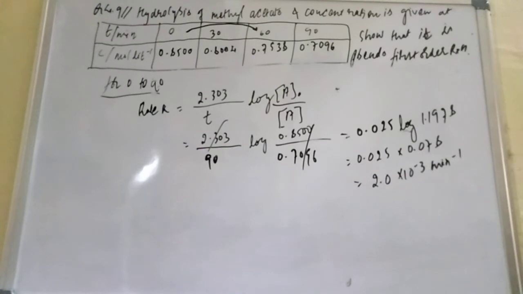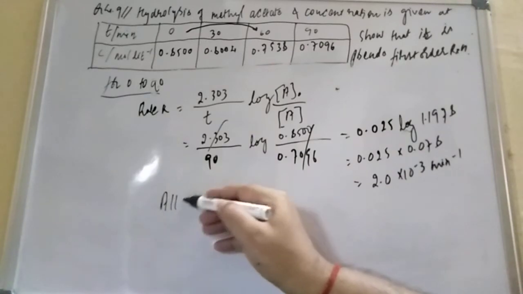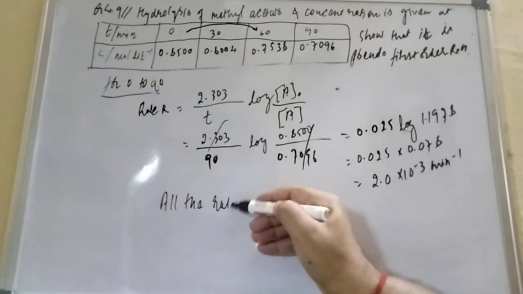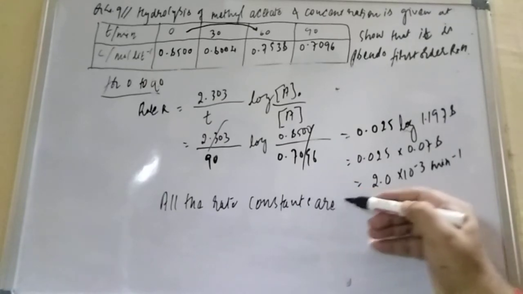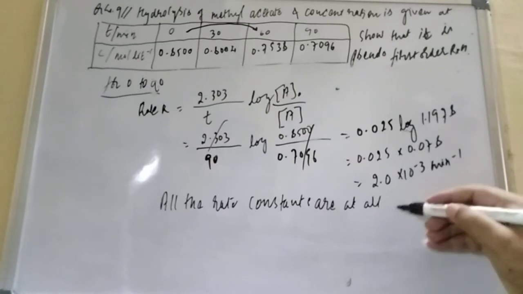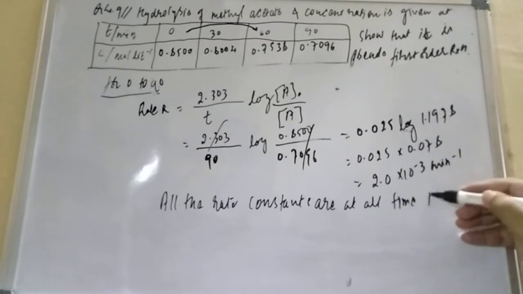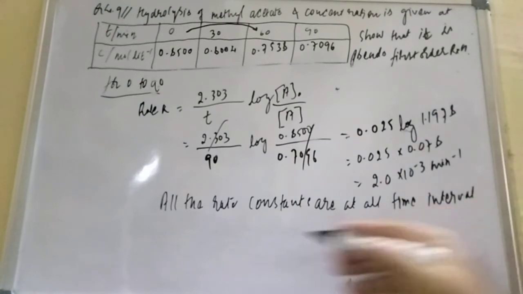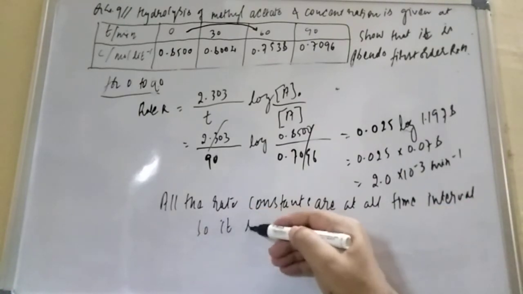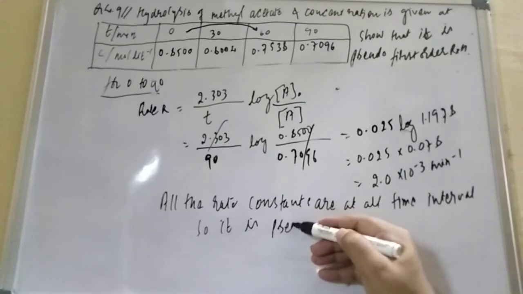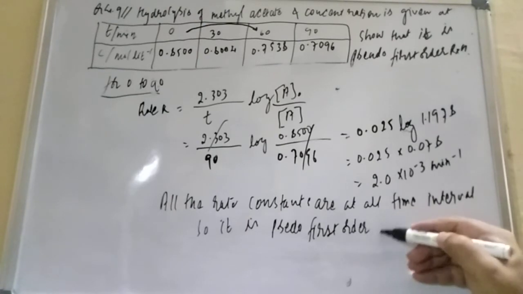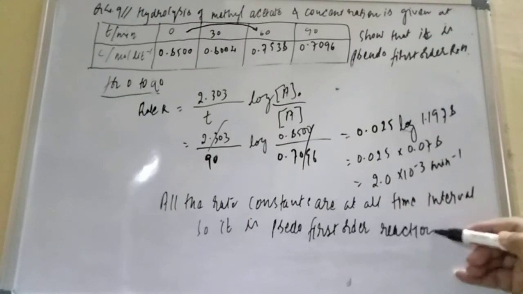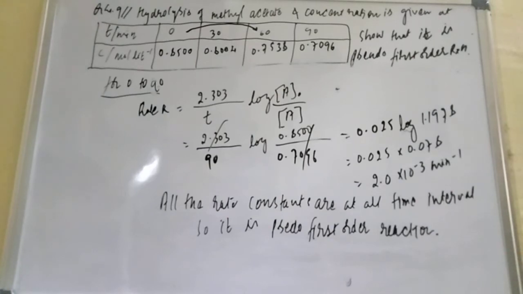So from these data, what we are getting is that all the rate constants are the same. All the rate constants are the same at all time intervals. So it is what? Pseudo first order reaction. So it is a pseudo first order reaction.